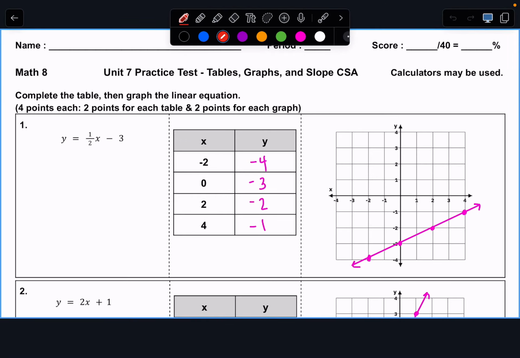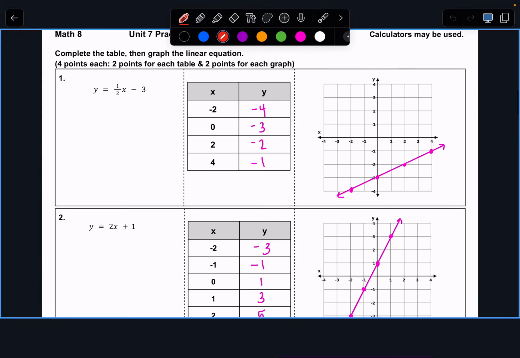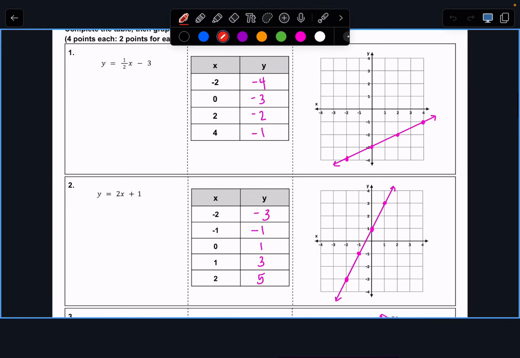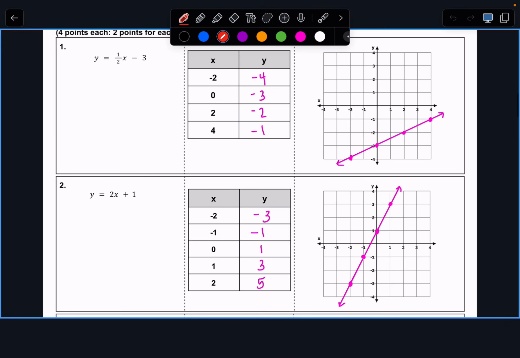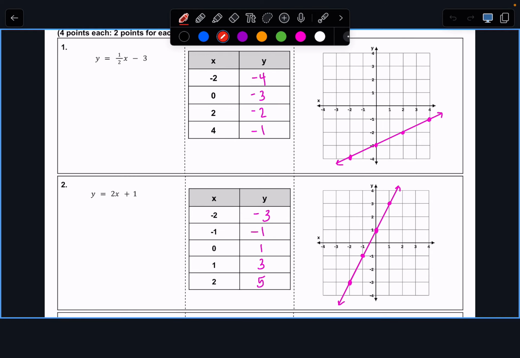Okay, everybody should have out their practice test. I want to go over a couple problems and just make sure that we are on the same page in terms of what's going to be expected on your test here in a few minutes. So on number 1 and number 2, you are plugging into the equation that I give you. I'm giving you the x's, you're finding the y's.